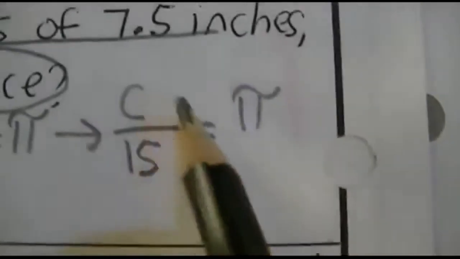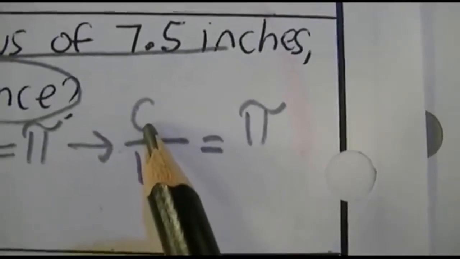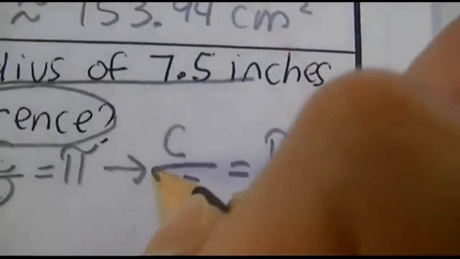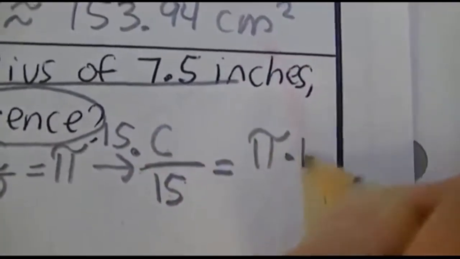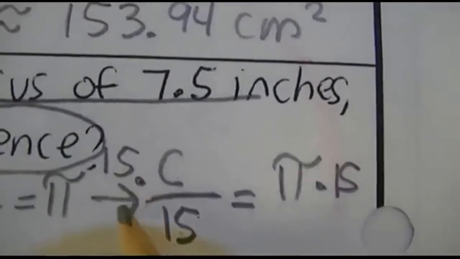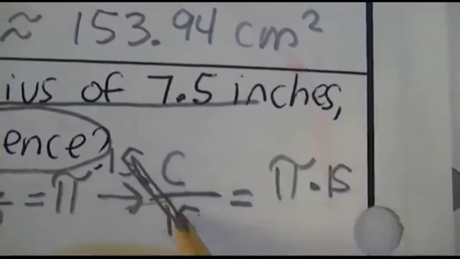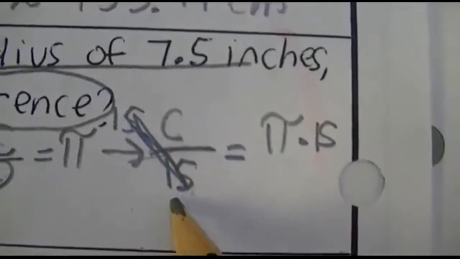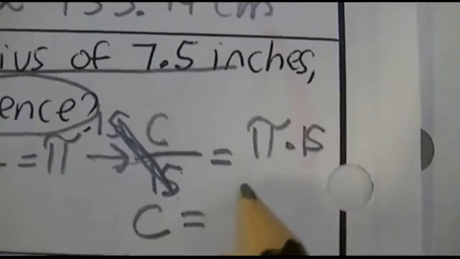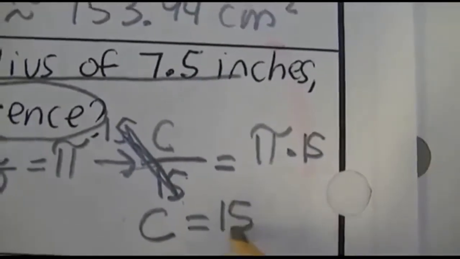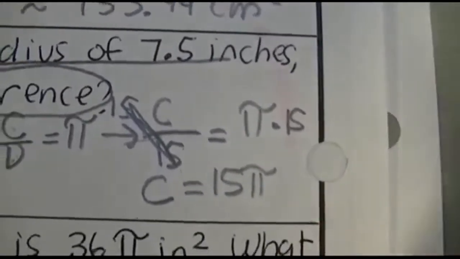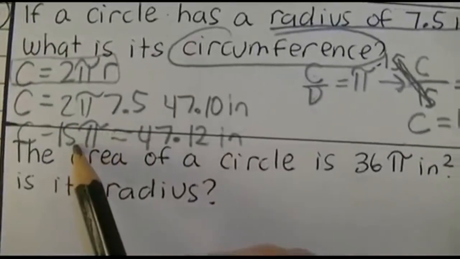Well, here's just your standard equation. You need to solve for the variable, solve for c. So the opposite of dividing by 15 is to multiply by 15, and you'll do that to both sides of the equal sign. 15 divided by 15 is 1. 1 times c is c. And c is going to equal pi times 15, or 15 pi is how most people would write that, okay? Which is exactly what we got over here.